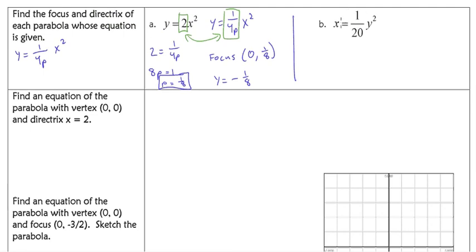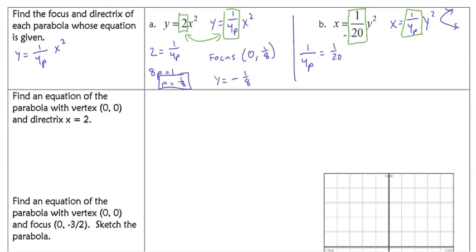Now notice this one's x equals some number times y squared. So this is going to be opening to the right. And so we're going to have x is equal to 1 over 4p times y squared. Again, look for those pieces that we need to set equal to each other. And so 1/20 is equal to 1 over 4p.